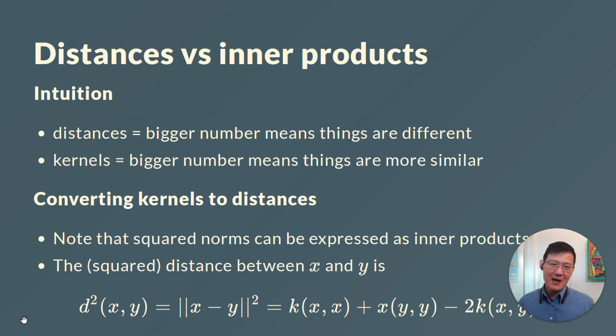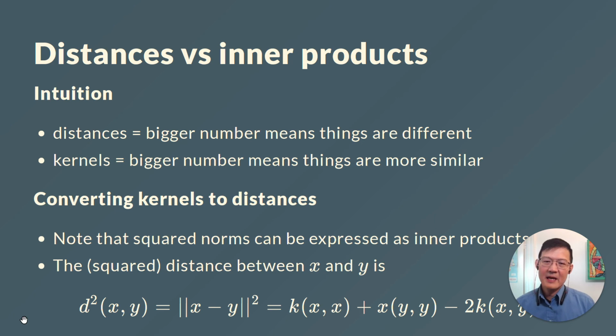Intuitively, they are somehow in opposite directions. With distances, bigger numbers mean things are more different. In kernels, in inner products, in similarities, bigger numbers mean that things are more similar, right? So intuitively, they're somehow in opposite directions.